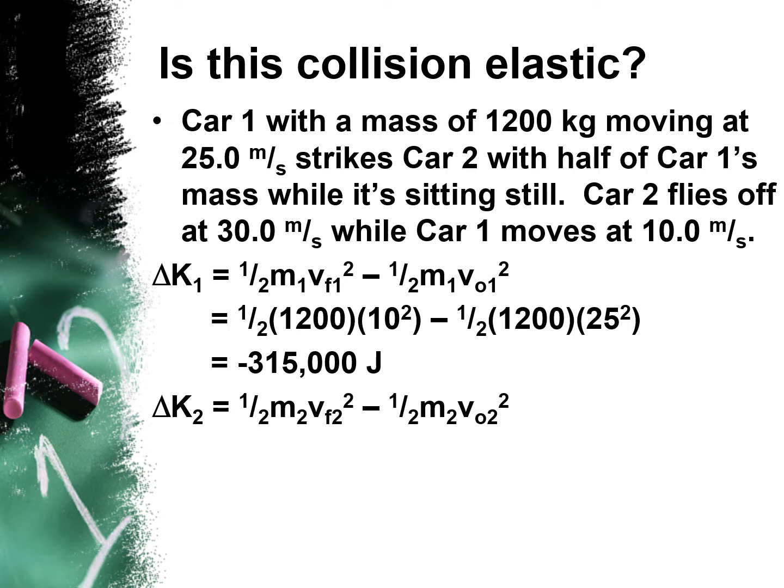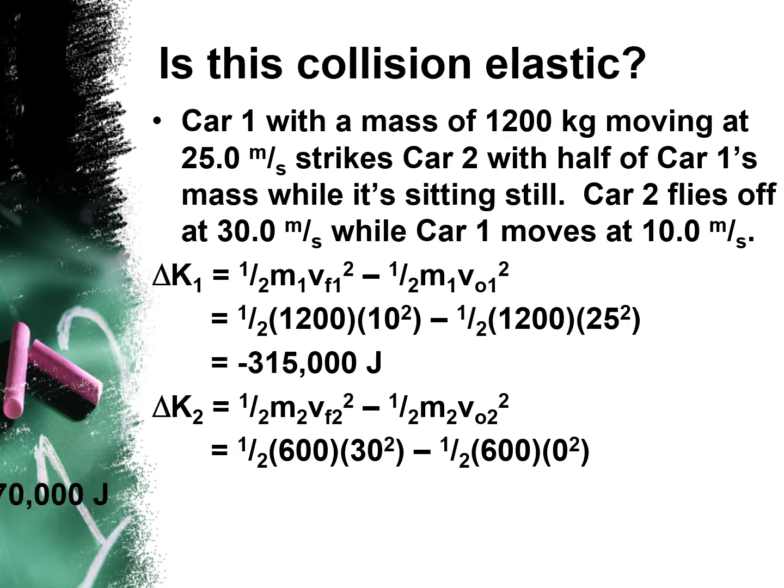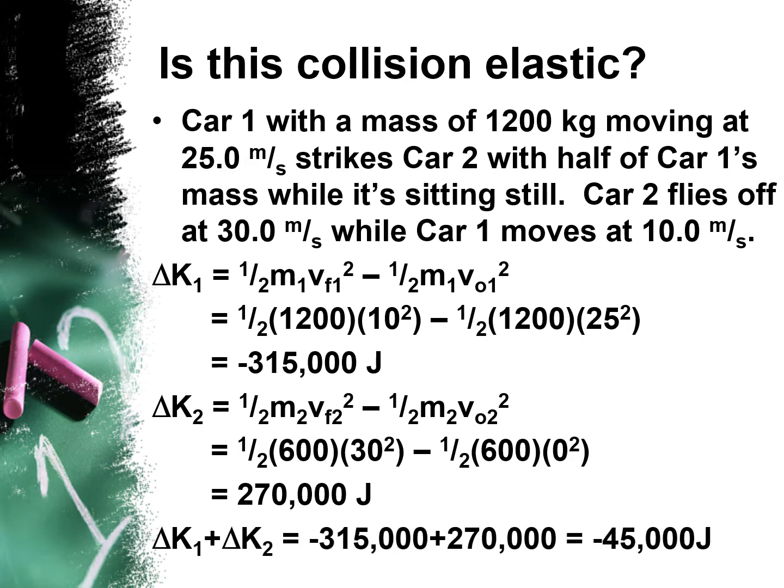The second car has a change in kinetic energy of 1/2 mass times final velocity squared minus 1/2 mass times initial velocity squared. Now this one speeds up because it starts at 0 and then ends at 30 meters per second. So we go ahead and plug in our numbers. Half of 600, because car 2 had half the mass of car 1, times 30 squared minus half of 600 times 0 squared, and we get 270,000 joules. So when we add these two changes together, we get a total of negative 45,000. That means it's not elastic, because we do have a decrease in kinetic energy.